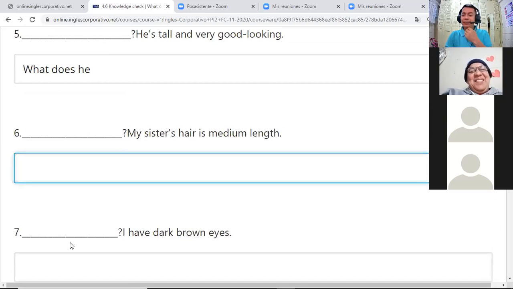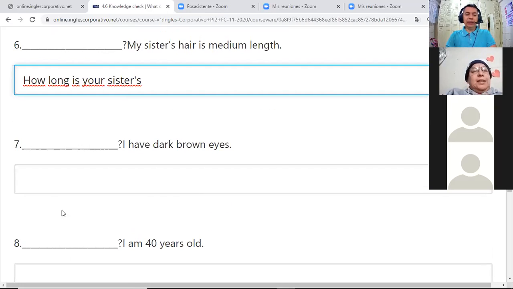Okay, number six. In this case, you're talking about length, right? Largura. So in this case, you say how long? How long, right? Is your sister's, be careful with the apostrophe, right? Your sister, y lo último ustedes lo ponen, right? Yes? Okay, yes.